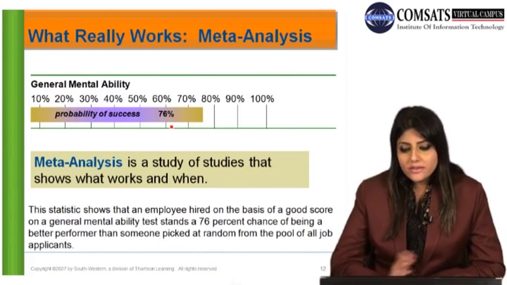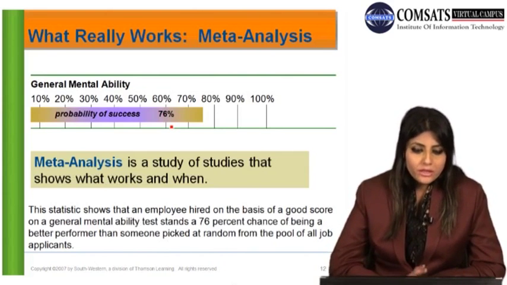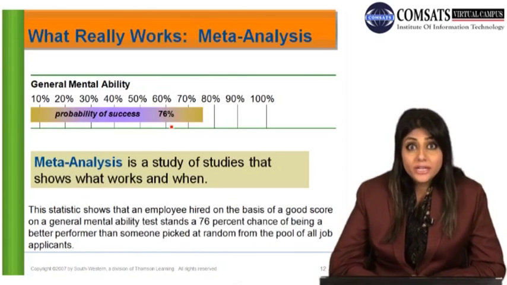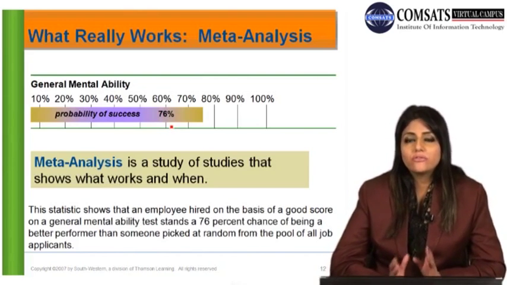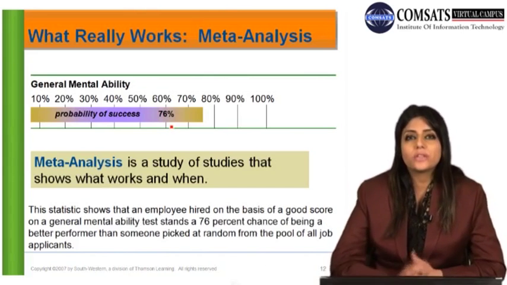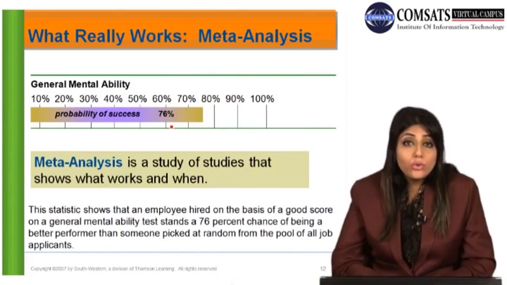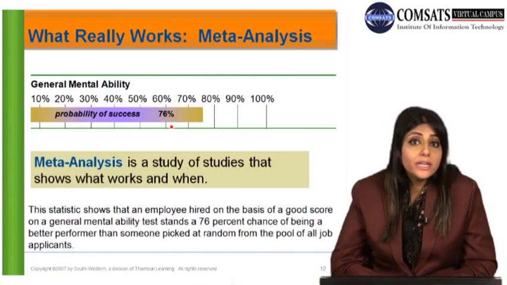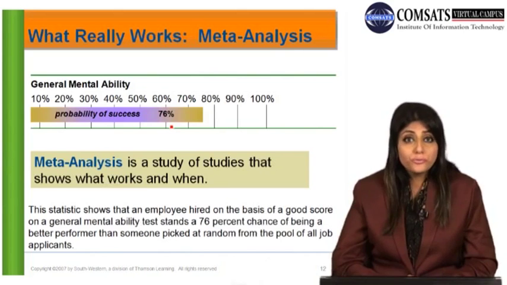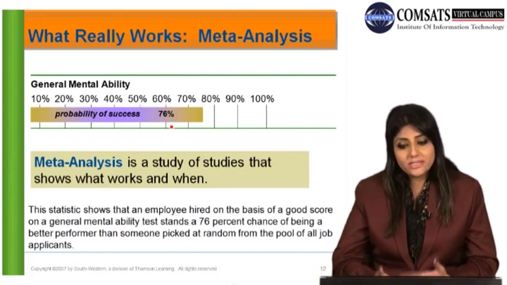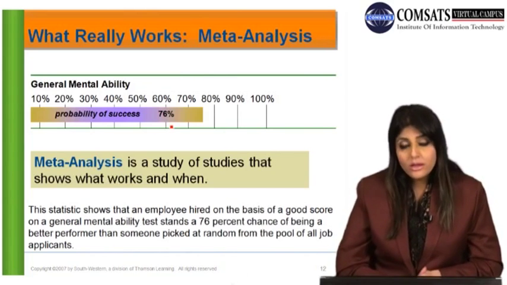There is this meta-analysis, the results of which I'm reporting here. They show that the general mental ability of the candidates is 76% related to the performance of the employees. So the employees who have general mental ability have 76% more chances to perform better at the workplace than the employees who are lower on general mental ability.